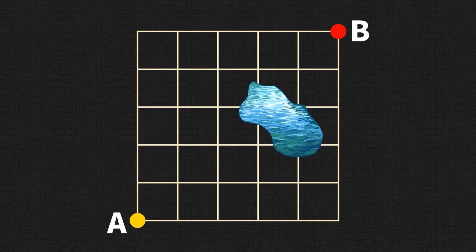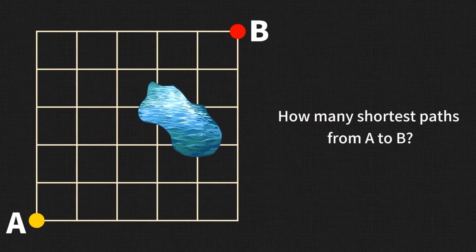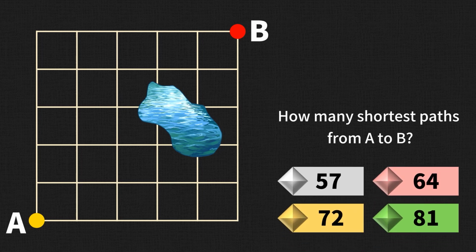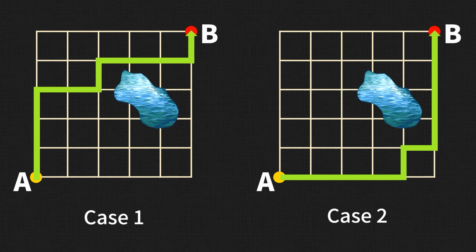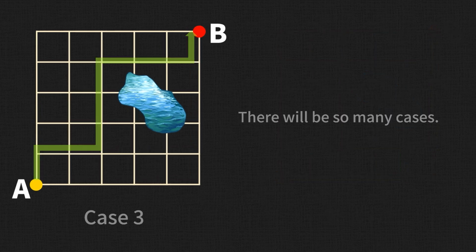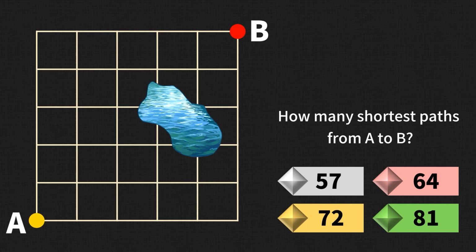Here's an interesting question. This question is asking, how many shortest paths from A to B? How would you find the answer? It seems like counting paths one by one is clearly not the best way to get the answer. Let's take a look at the problem first.